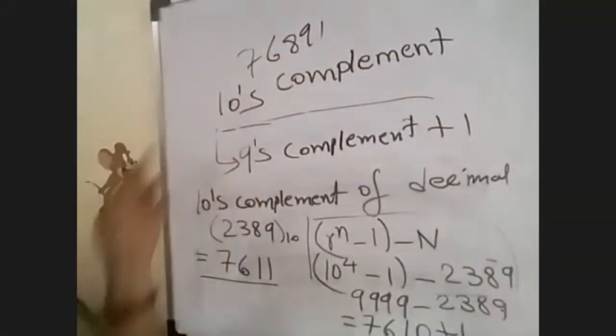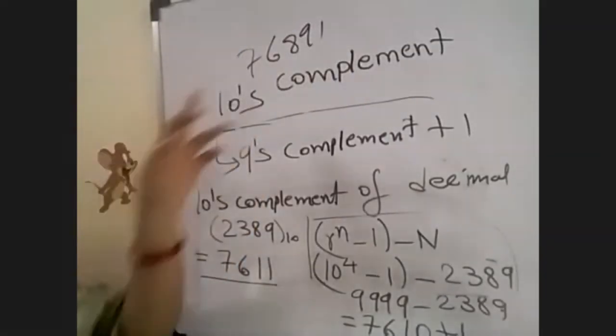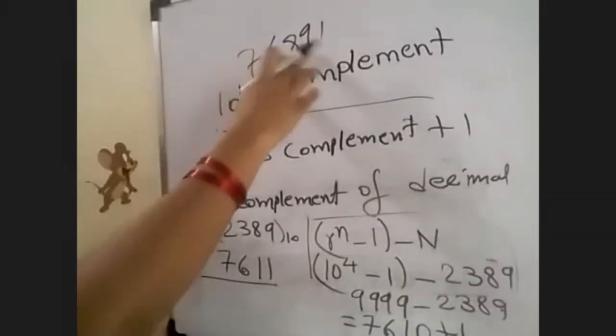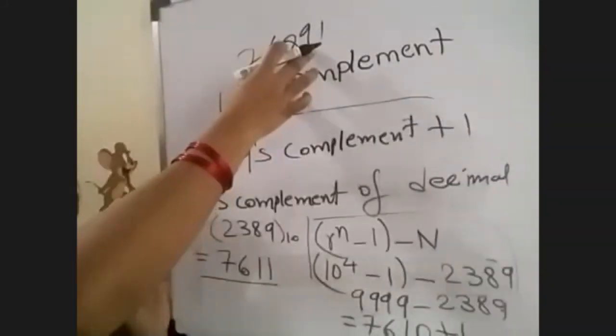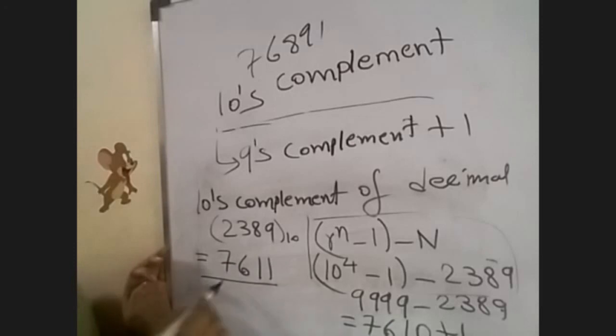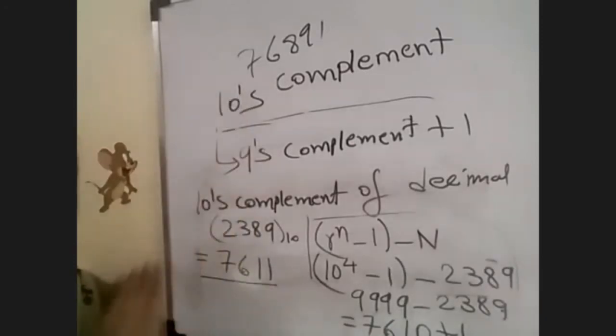For example, 76891. Find the tens complement of this decimal value. How many digits are there? 5. So you subtract this value from five nines. Then you get the nines complement. Then you simply add plus 1, and you get the tens complement result. Is it clear? Yes, ma'am.